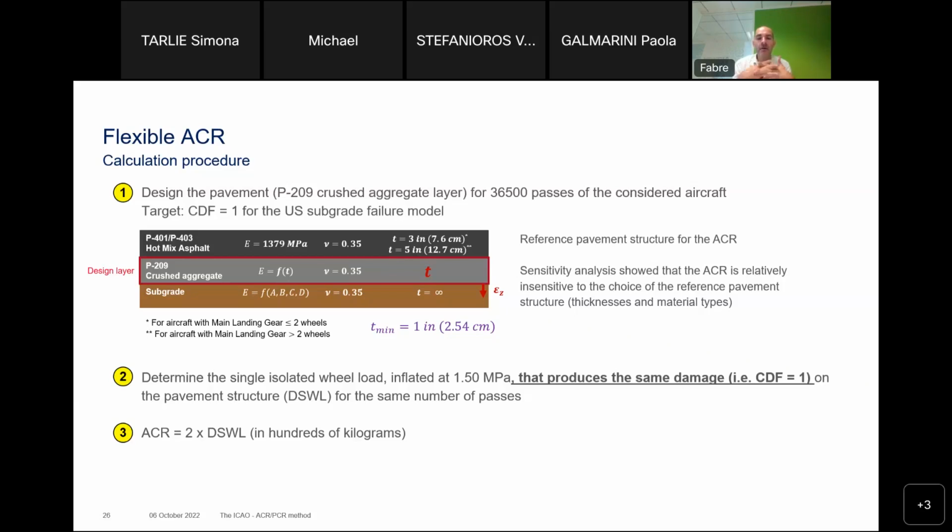Okay, so it means that when we design the pavement, we adjust the design layers to arrive at a CDF of 1, and then we take this designed pavement structure for the considered aircraft, and we adjust the single wheel load, inflated at the standard air pressure, to arrive at a CDF of 1, and then the ACR is equal to twice this derived single wheel load, which is expressed in hundreds of kilograms.